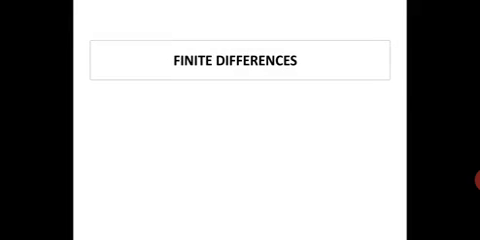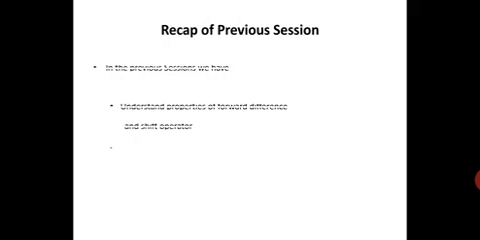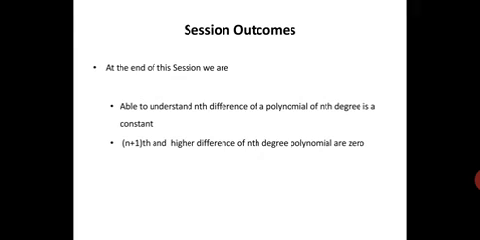The third unit is finite difference, in which in this session we will understand the concept of the nth difference of a polynomial. We have a recap first. In the last session, we understood some of the properties of the forward and shift operators. At the end of this session, we will be able to understand that the nth difference of a polynomial of nth degree is a constant, and the (n+1)th and higher differences of an nth degree polynomial are 0.